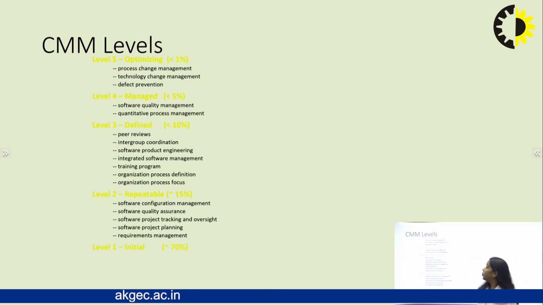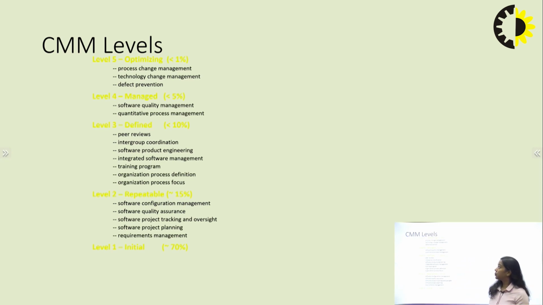The last one has the very least weightage, less than 1%. After reaching the fifth level, process change management, technology change management, and defect prediction are performed in CMM level 5. If all 5 levels are completed, it assures that the software you have developed is complete and mature, and it is ready to go to the market.